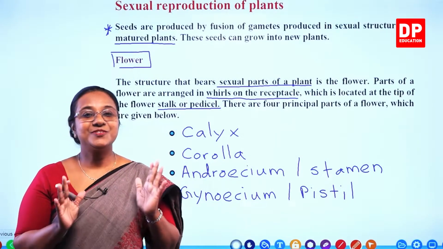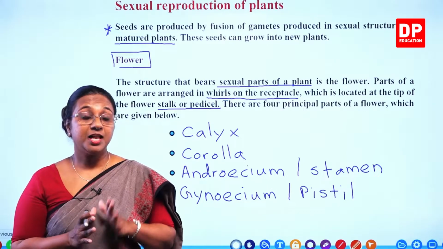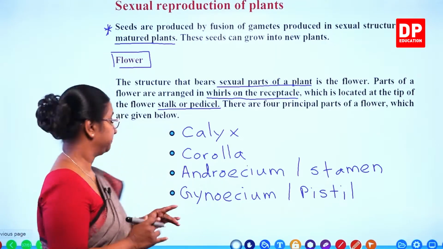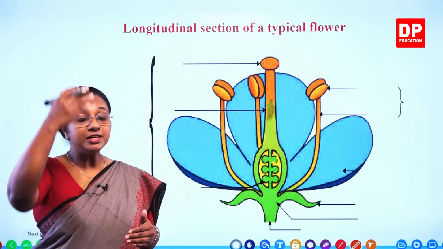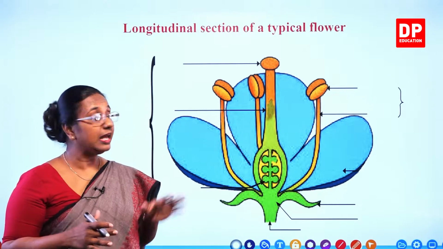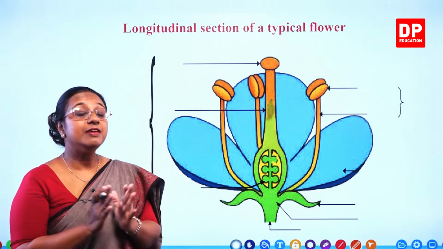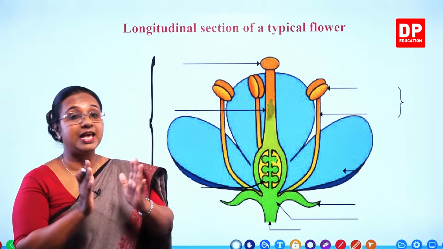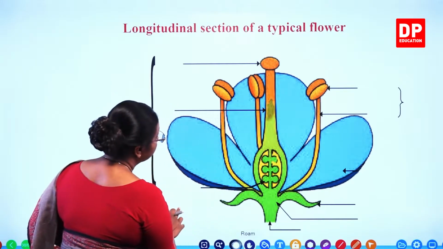Okay, students. So now that you were able to observe the parts of a flower, now we will try to label the parts of a flower. Longitudinal section of a typical flower. So when you cut the flower in a longitudinal manner and it is a typical flower that has all the different parts, we will be able to label the parts. You will be able to identify the parts and you will be able to label them. So we will start from the bottom.